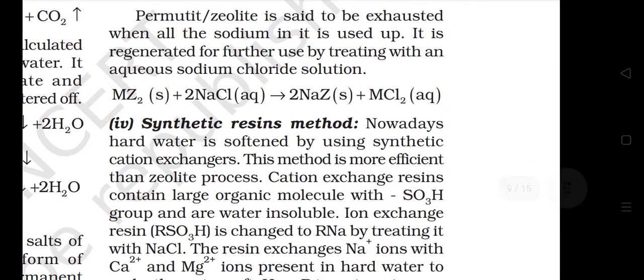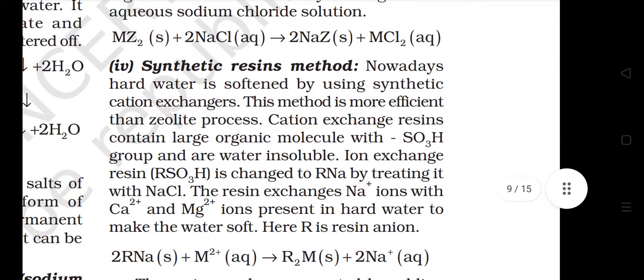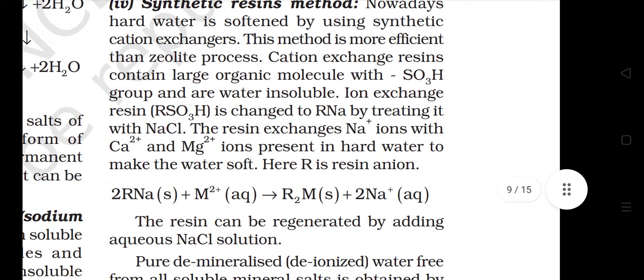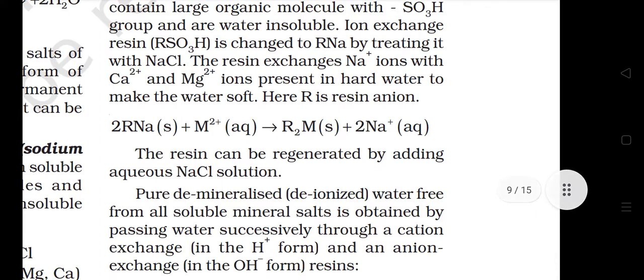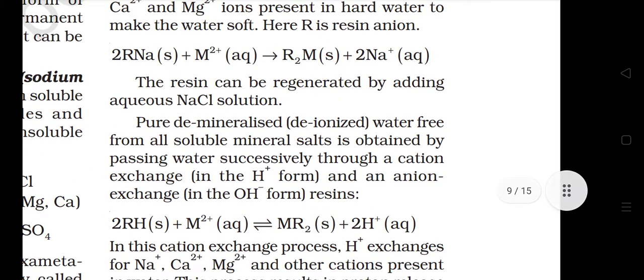4. Synthetic resins method. Nowadays, hard water is softened by using synthetic cation exchangers. This method is more efficient than the zeolite process. Cation exchange resins contain large organic molecules with an SO3H group and are water insoluble. Ion exchange resin RSO3H is changed to RSO3Na by treating with NaCl. The resin exchanges Na+ ions with Ca2+ and Mg2+ ions present in hard water to make the water soft. Here R is the resin anion. The resin can be regenerated by adding aqueous NaCl solution.